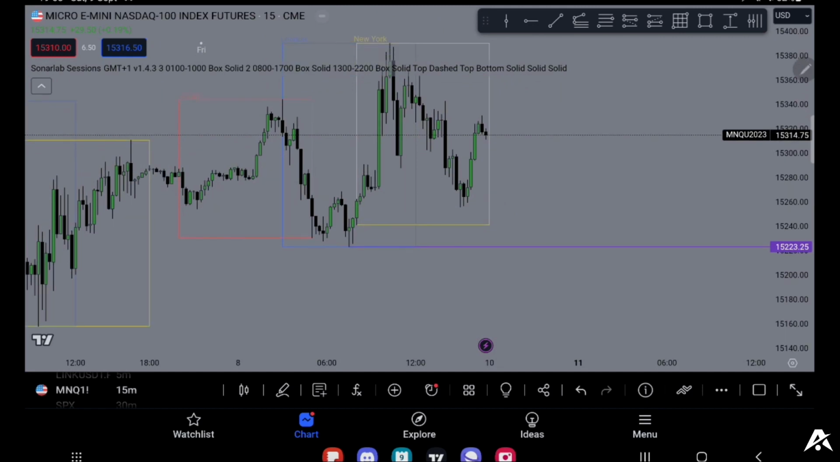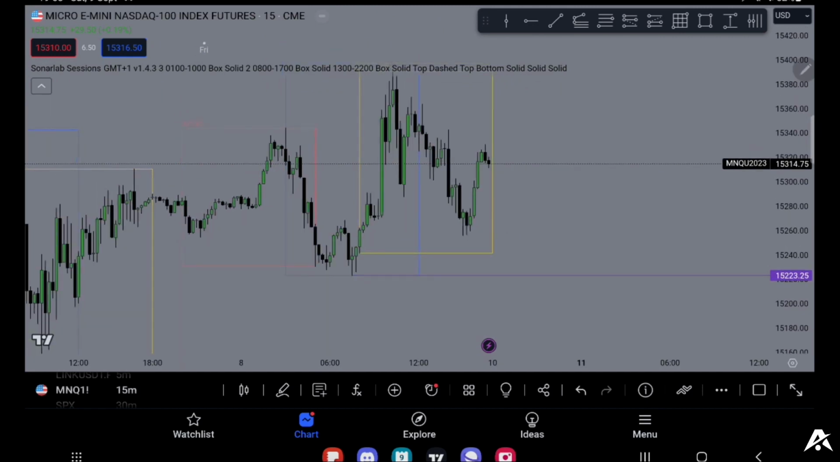Your Asia will 90% accumulate, your London will always manipulate. But it's a matter of New York whether it wants to distribute into the opposite direction or not. And again, something as simple as open, high, low, close will help you determine whether that's going to happen or not. And there'll be only a minority of instances where this specific pattern will not be followed.